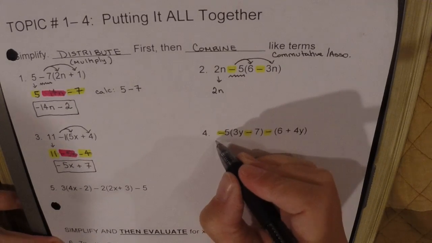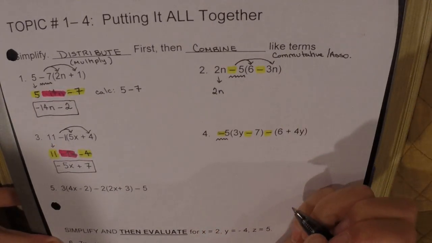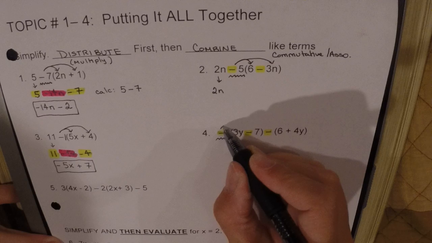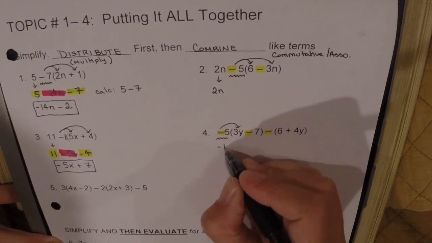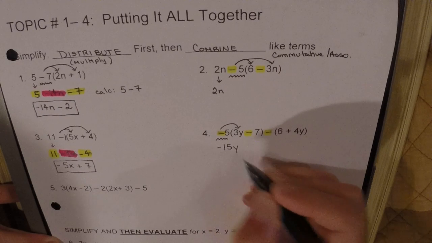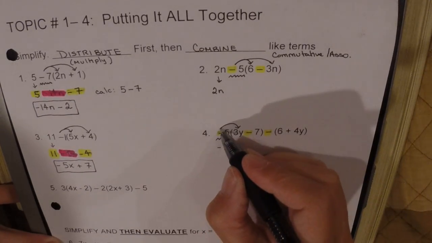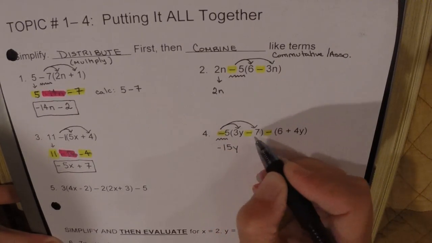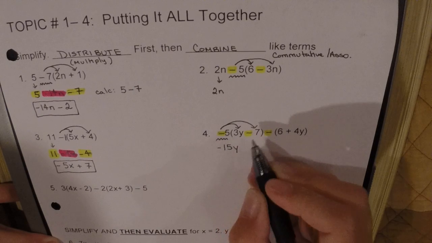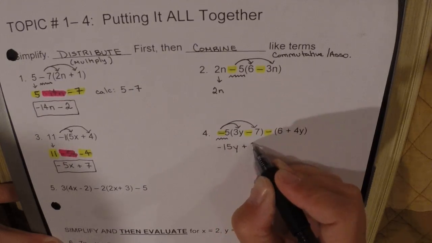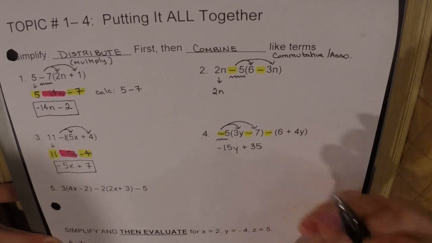So now I'm distributing a negative 5. Negative 5 times 3y would be negative 15y. Then I would do negative 5 times negative 7. This is what you've got to be careful of. A negative times a negative would give me a positive 35.